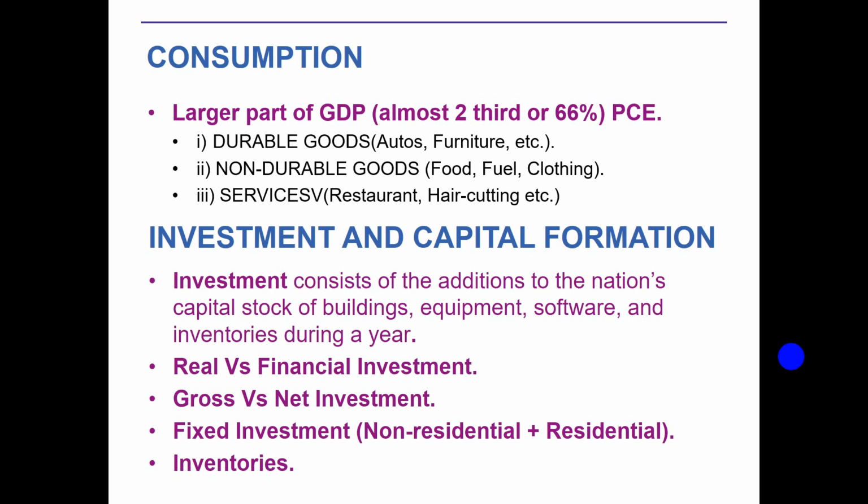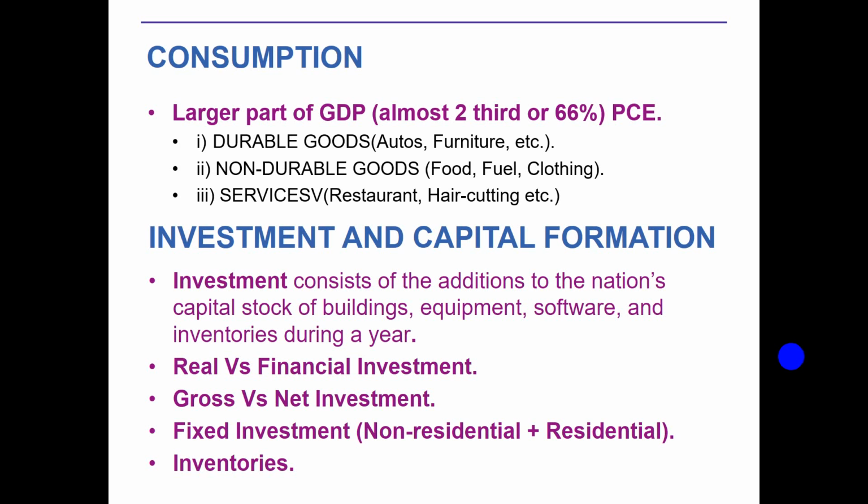Just like McDonald's, if McDonald's has one machine to produce burgers, and currently they are producing 100 burgers, and they buy another machine and now their productive capacity has increased from 100 burgers to 200 burgers, so this is their real investment.